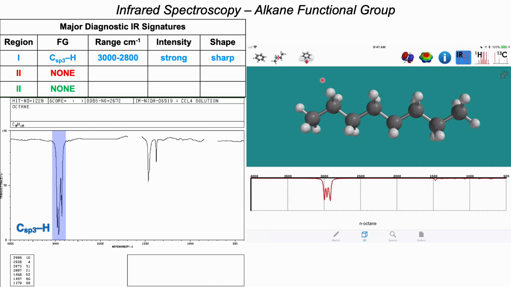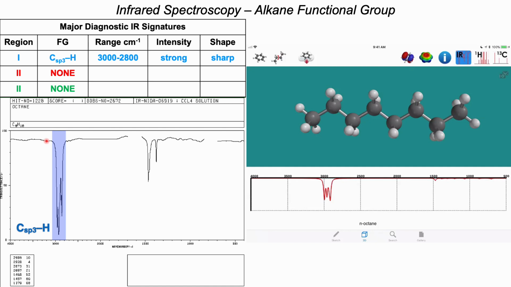So our first functional group is the alkane, and really the only thing we're going to encounter is C-sp3 H bonds in the 3000 to 2800 reciprocal centimeter region, and these are classified as a strong intensity and very sharp peaks. So as you're reading the x-axis from 4000 down to about 500, region 1 is going to be what I call XH stretching, and that's specifically carbon H, oxygen H, or NH.